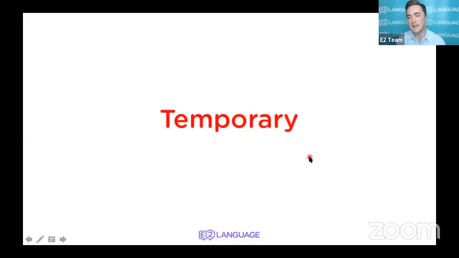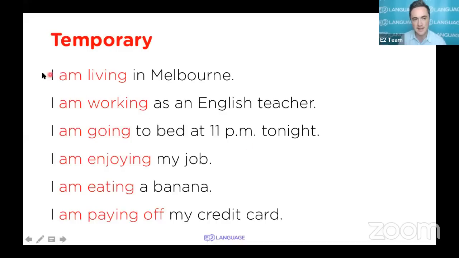Right. Let's think about the temporary verbs now. So these, we use this one. It's the same examples as before, but these verbs in this tense, am plus verbing, or are verbing, etc., have a sense of being temporary, not permanent. So I could say, I'm living in Melbourne.